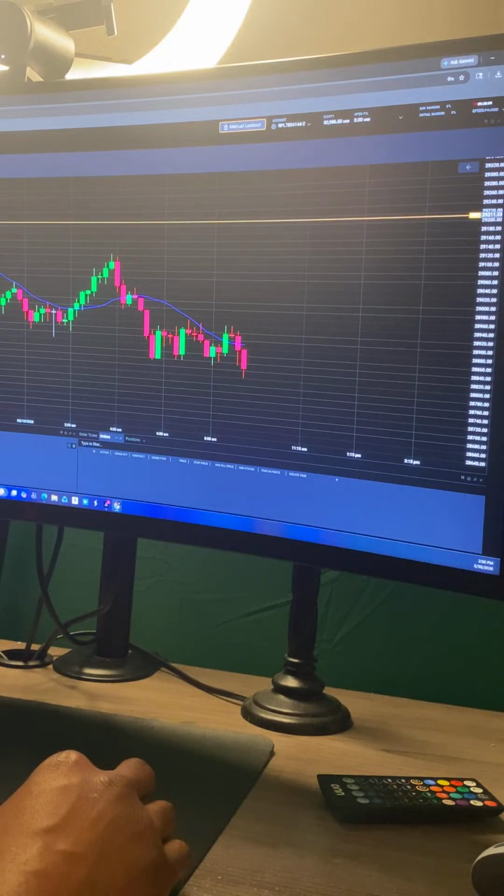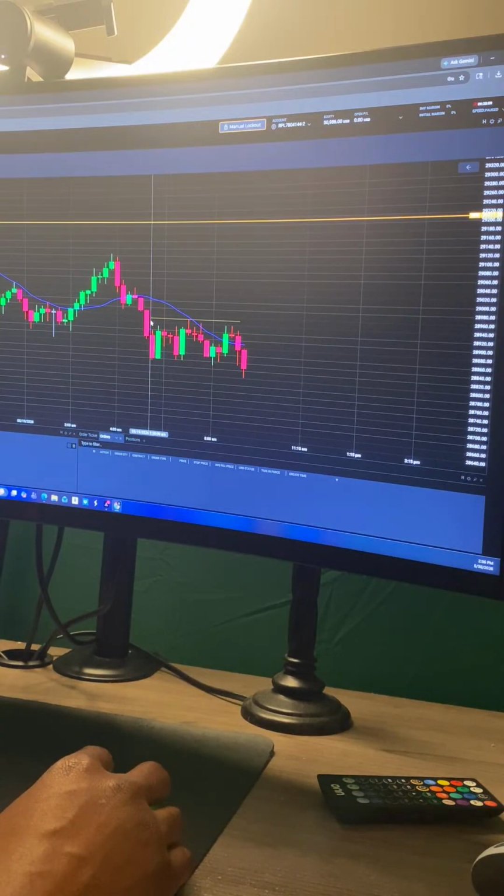Check this out. If you bullshitting on the weekend and studying these markets, it's the why you keep losing. You got to go back and see what you did wrong.